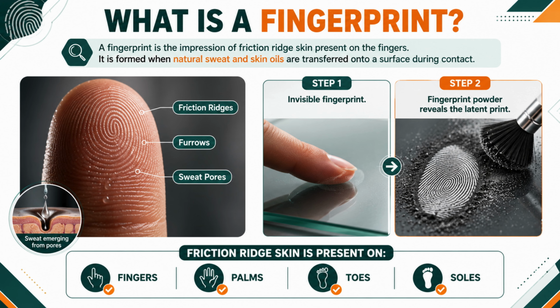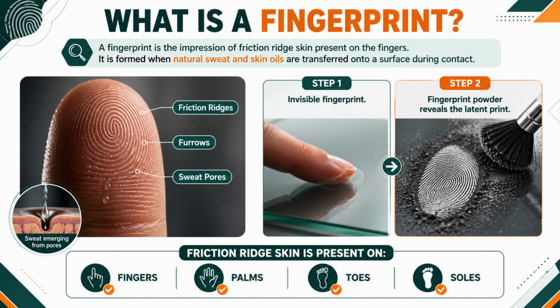Now, when these friction ridges come into contact with a surface, they often leave an impression. This happens because the skin naturally secretes tiny amounts of sweat and oils. Even if our hands appear dry, sweat glands continuously produce moisture. When we touch a clean surface, a thin invisible layer of sweat and oil is transferred, carrying the unique pattern of our friction ridges. This impression is called a fingerprint.